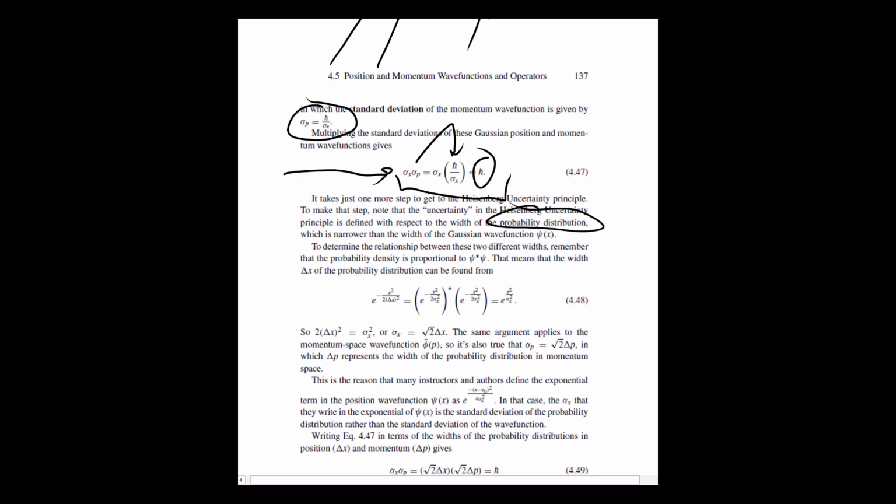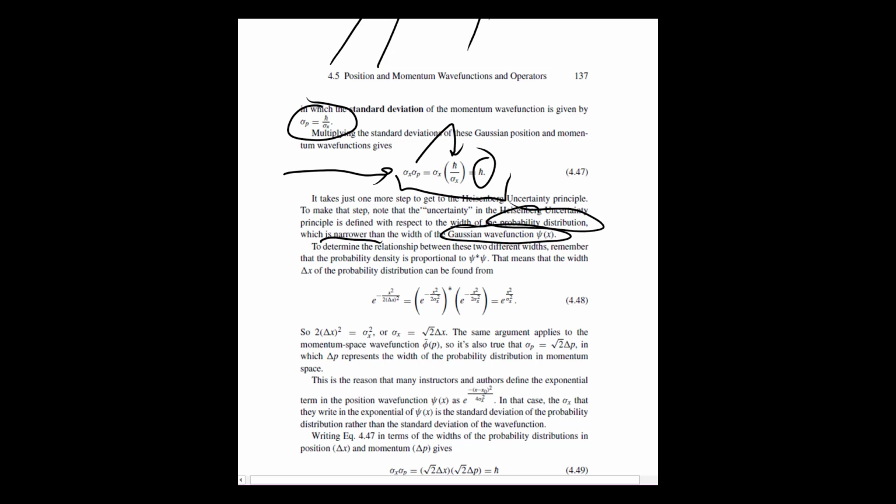And that leads to an interesting result. If we multiply sigma sub x times sigma sub p and plug in sigma sub p as h bar over sigma sub x, we just get h bar. So is this the Heisenberg uncertainty principle? Almost. The Heisenberg uncertainty principle is defined with respect to the standard deviations of the probability distribution, and those are narrower than the width of the Gaussian wave function, psi of x and phi tilde of p.